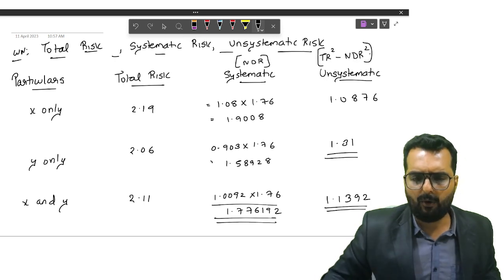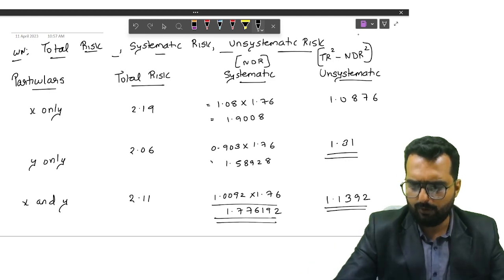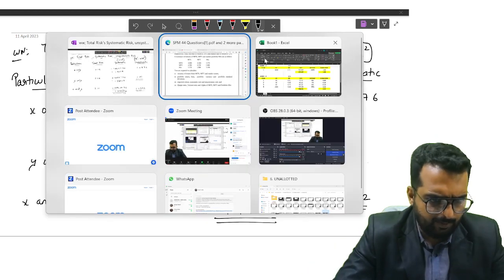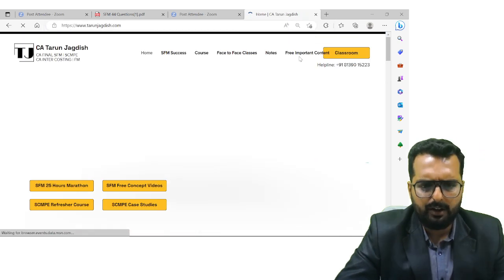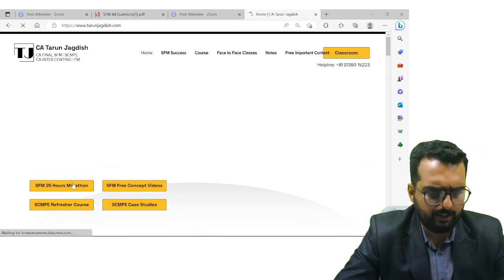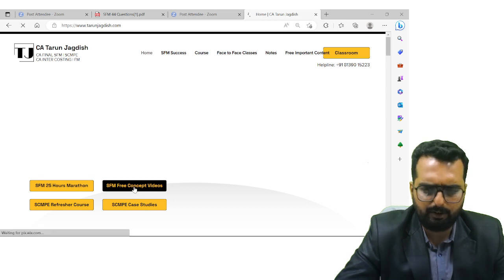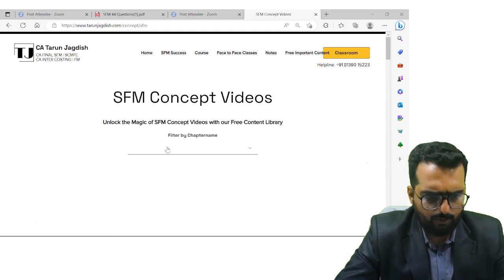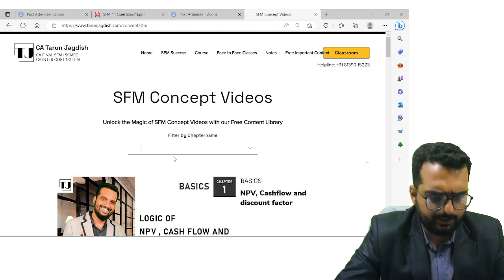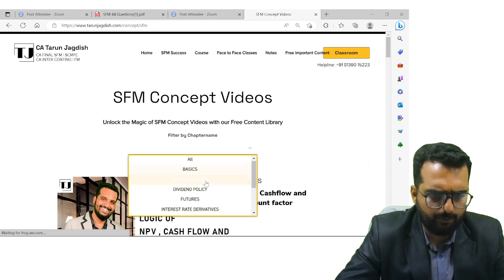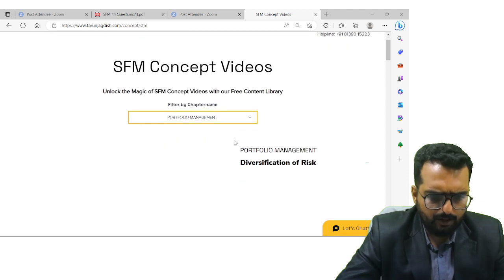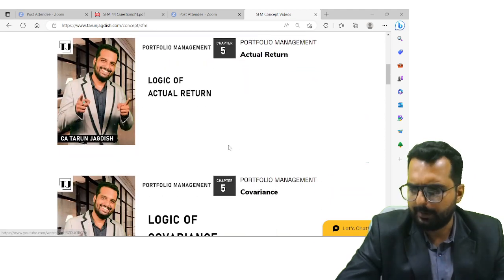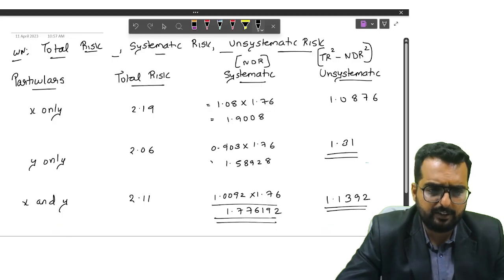square. If you want to get the logic of this, Jovial, I have given the entire logic in my website. Just visit my website, tarunjagdish.com. You can see there is some free important content, or down you can see SFM free concept videos. Just go over here and you can search for which chapter you want and automatically it will come. So if you want portfolio management, just click on portfolio and you can get all the videos over here. Right, the logic is correctly given there.